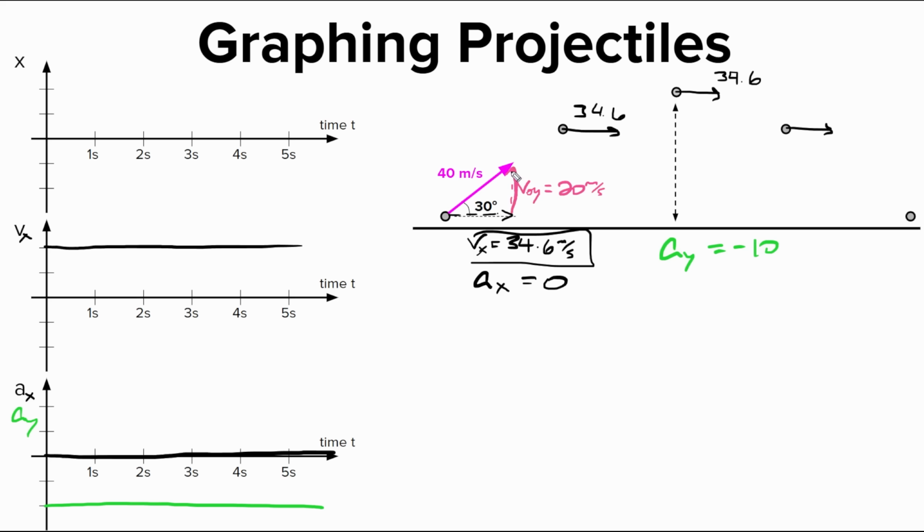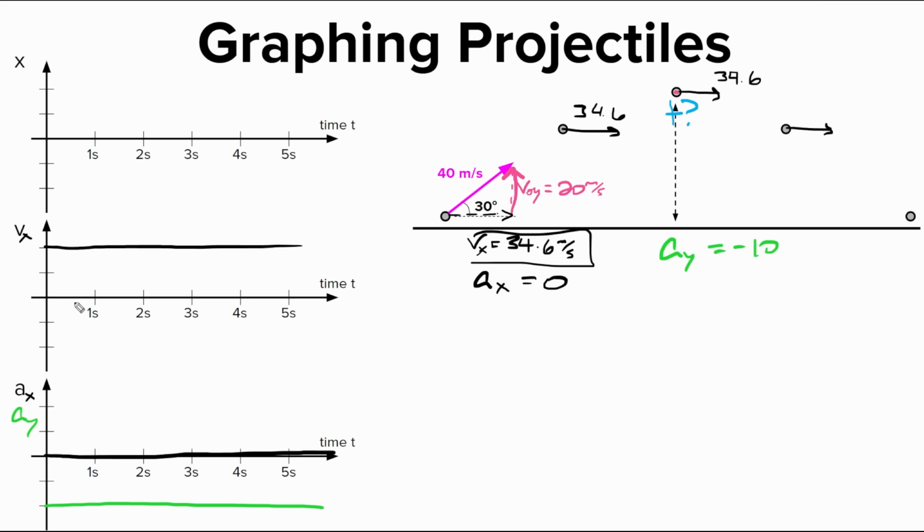It starts off positive, points upward. Then it gets to 0. Then it becomes negative. So Vy is going to look something like this. And where should it cross? Let's try to find out. How long would it take to get all the way to the top here? We'll have 20 meters per second of velocity.